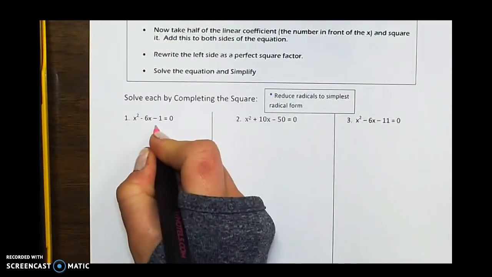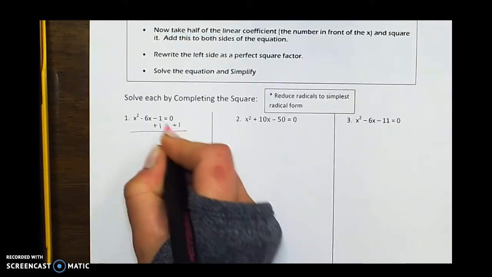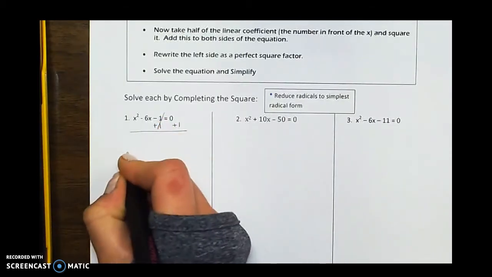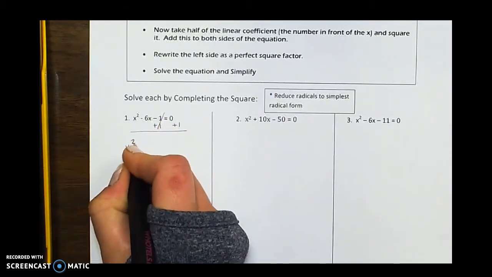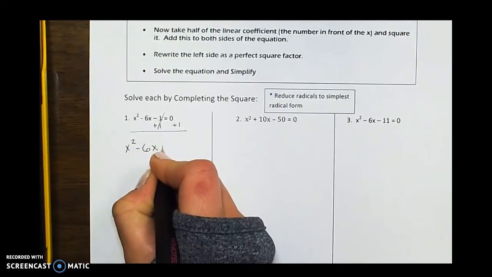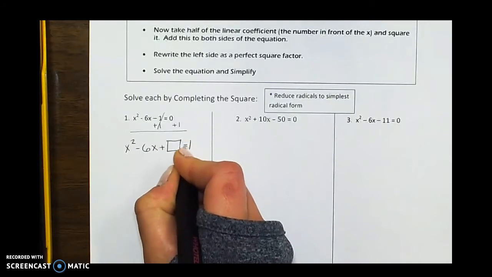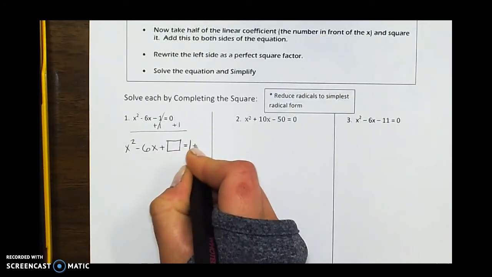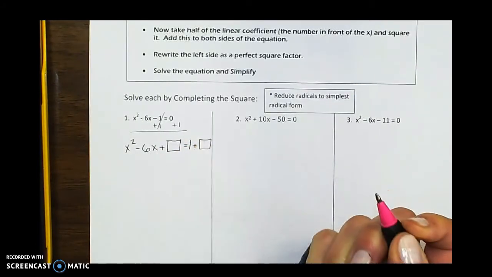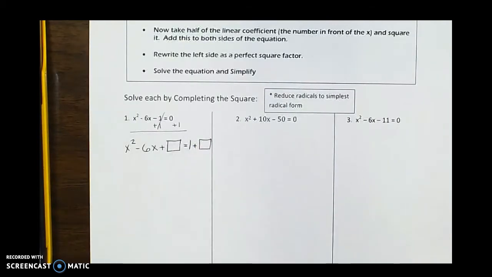Now we're going to transform it by adding the coefficient to the other side. So we want that to cancel. Now when we rewrite this, we're going to write x squared minus 6x. Now where that negative 1 was, now we're going to put a square equals 1. Now if we add a square to one side, we have to add a square to the other side. Now we have to think, what am I going to put inside of that square?